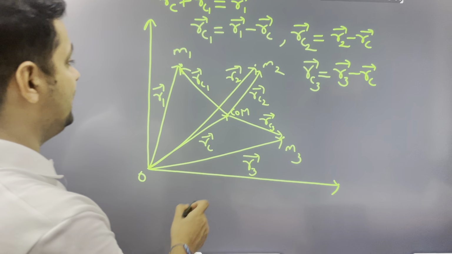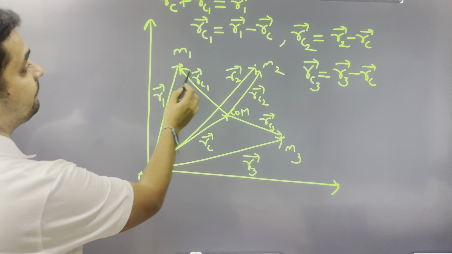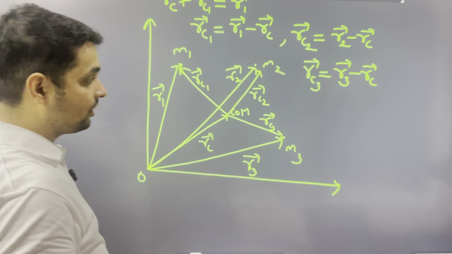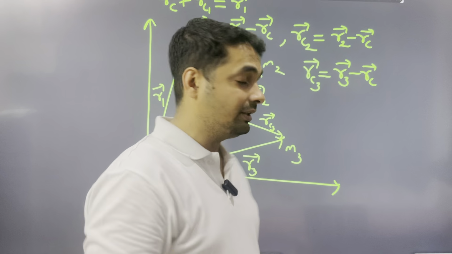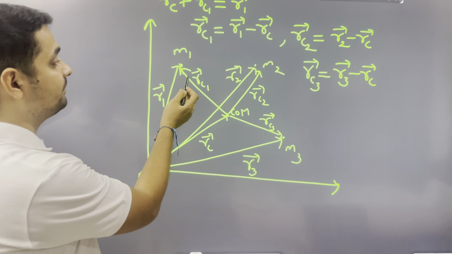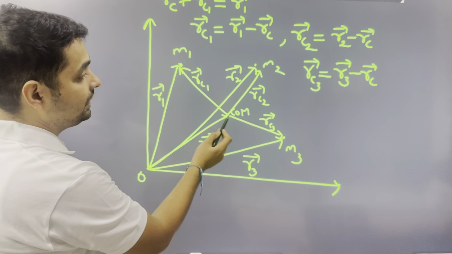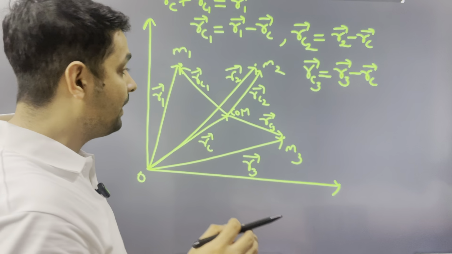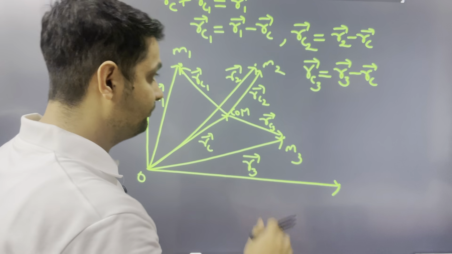So here, if I consider this center of mass as a reference, what will be the mass moment of M1, M2 and M3? As I discussed now, the mass moment is a product of mass and the position vector. With respect to the center of mass, the position vector of M1 is RC1 vector, of M2 is RC2 vector, and of M3 is RC3 vector. So we will write the mass moment of each one, add them, and equate the sum to 0.